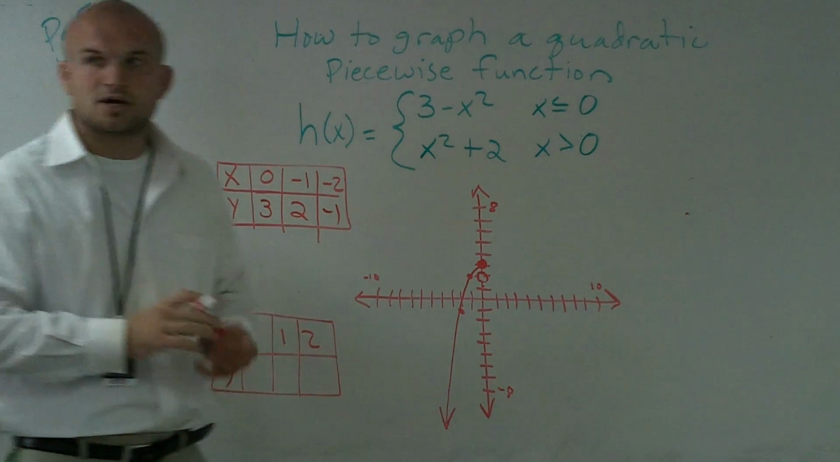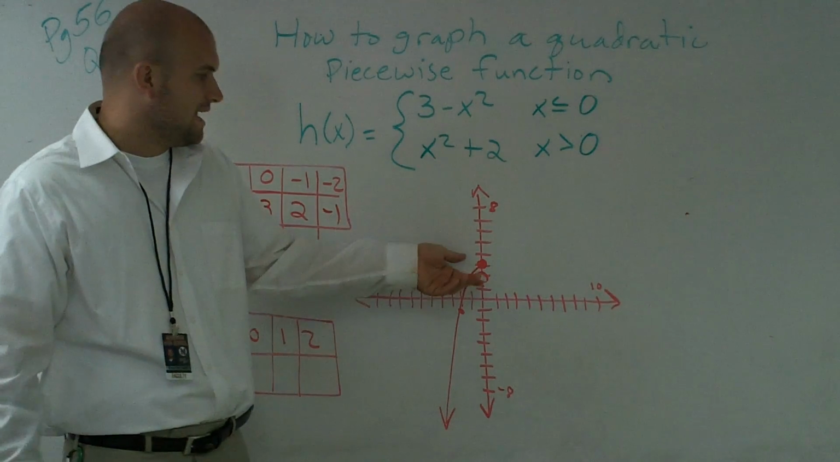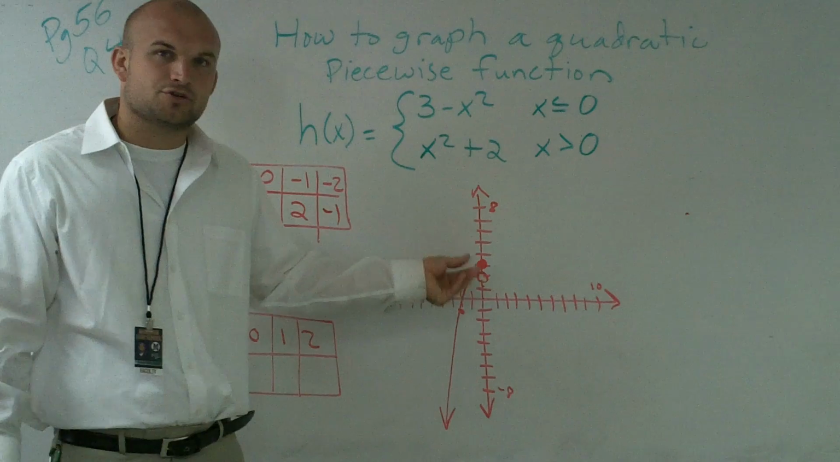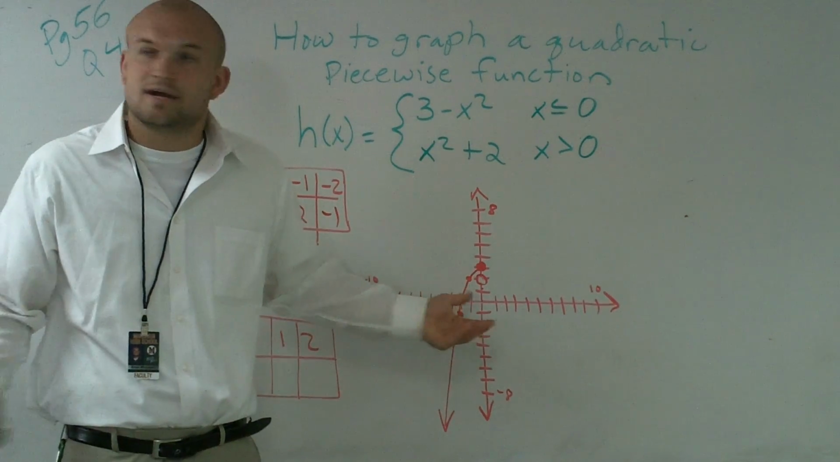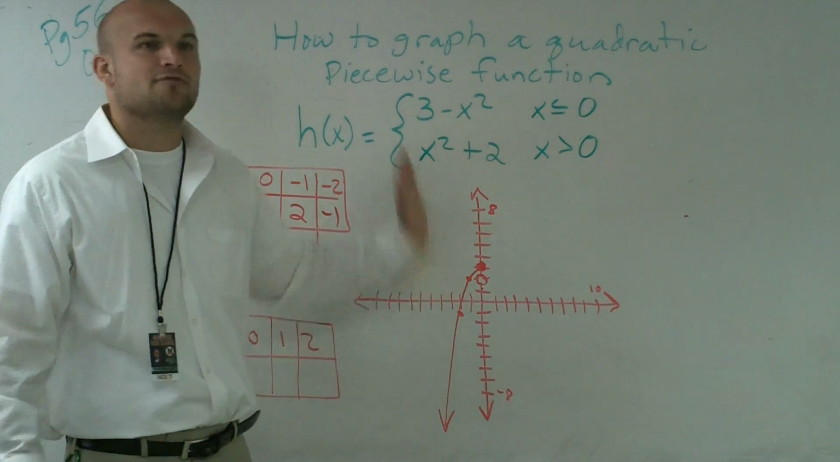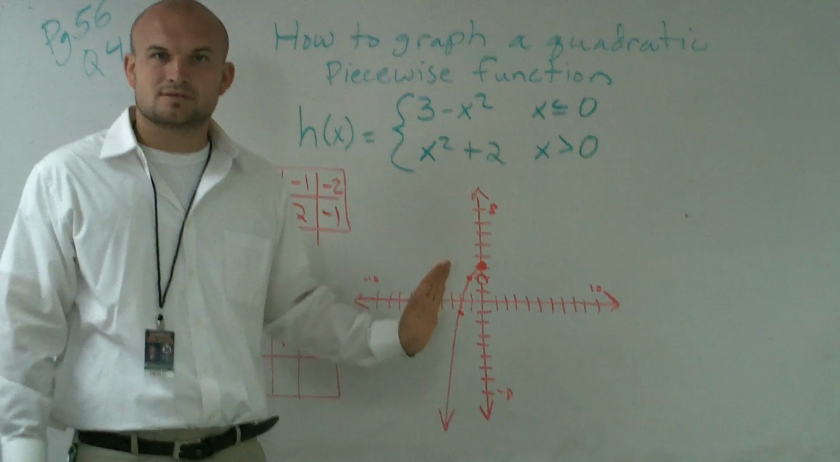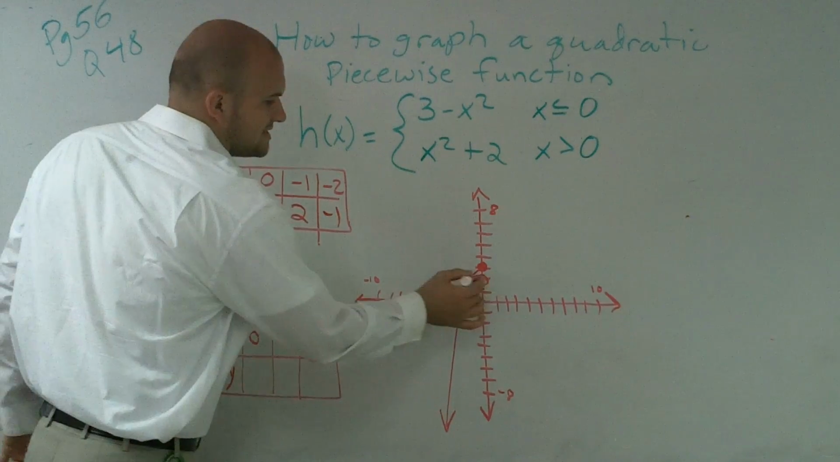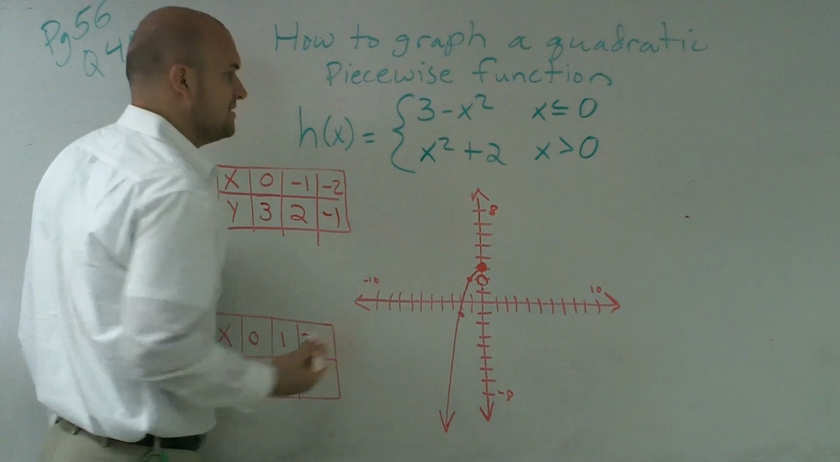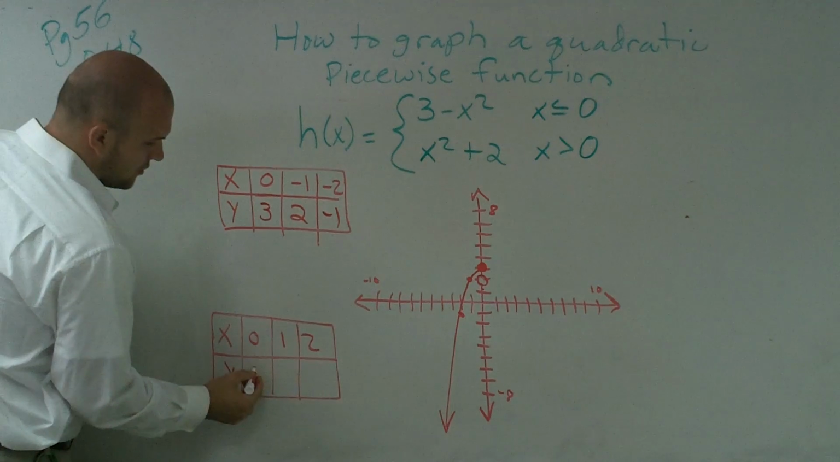It's very important for you guys to understand that at one point we can only have one of these functions be true, or it wouldn't be a function, right? Because if that was a closed dot, then it wouldn't pass the vertical line test. Does that make sense? So make sure we have an open dot for it to be a function. So at 0 we have 2.